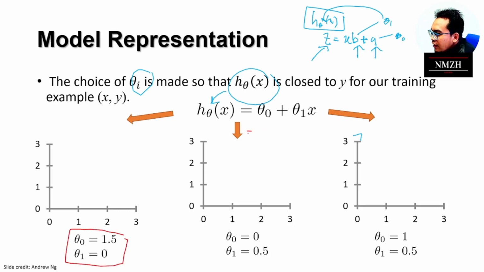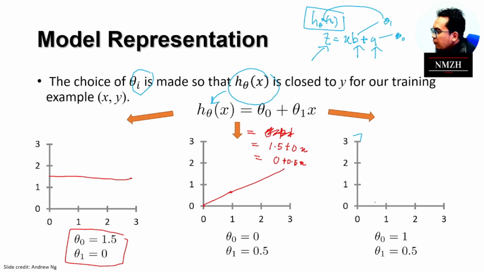Okay, for example, the first one is this, right? So meaning this one, right? Okay, how about this? So this one we have the intersection at 0 and 0.5 could be here. Okay, how about this?